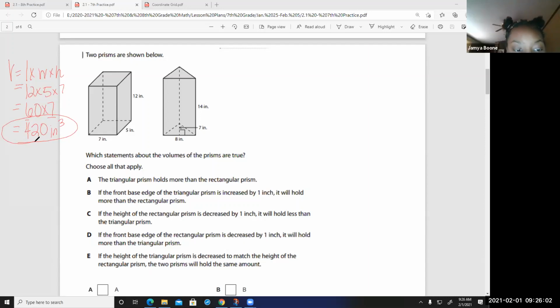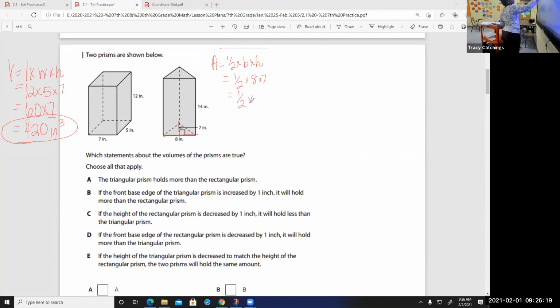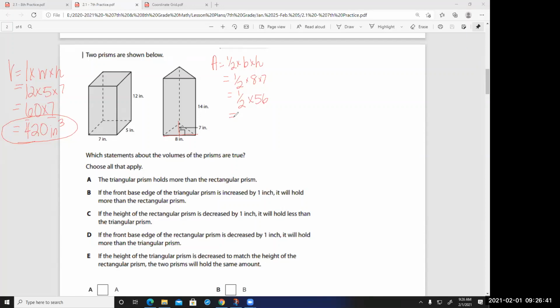All right. We got a triangular prism, so let's do the triangle first. What's the base and the height of the triangle? 8 and 7. All right, 8 times 7 is 56. All right, 56, half of that is 28.